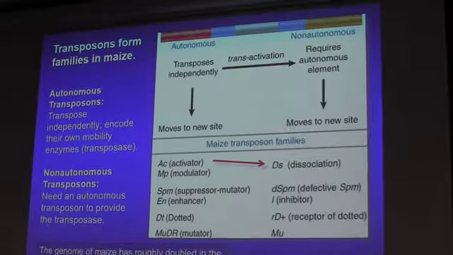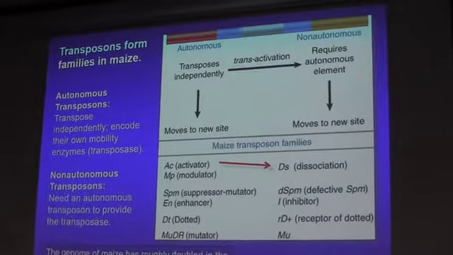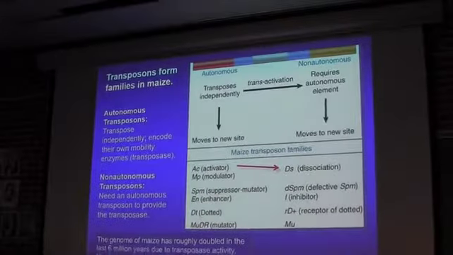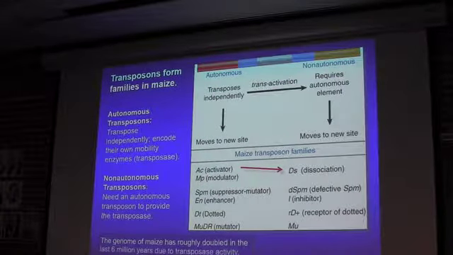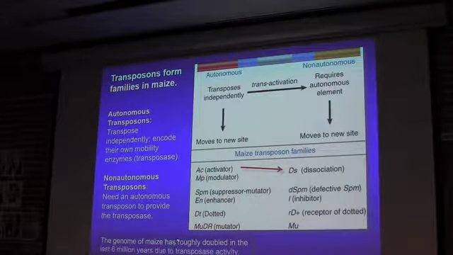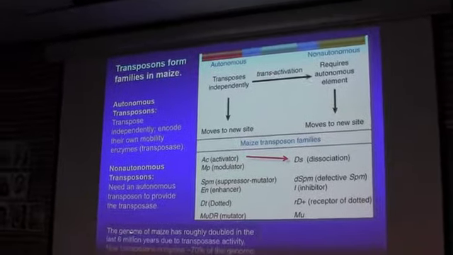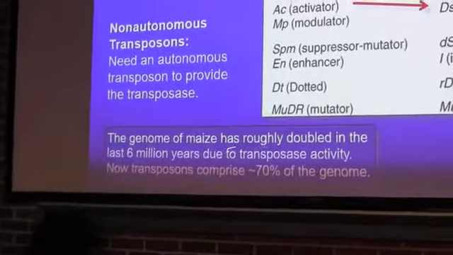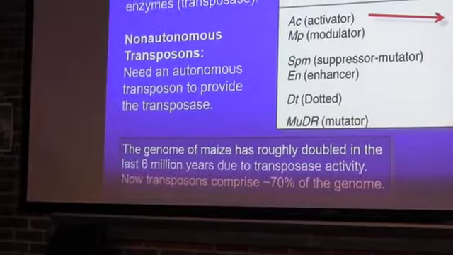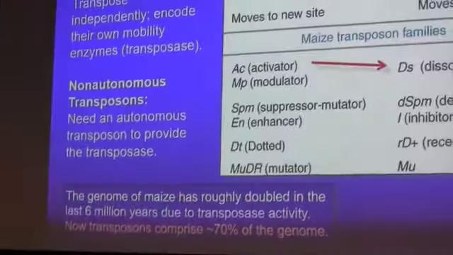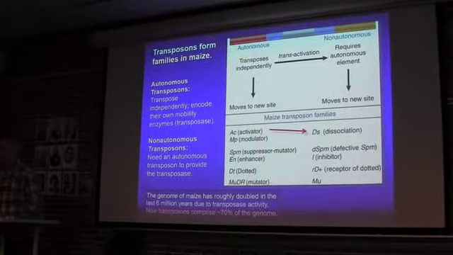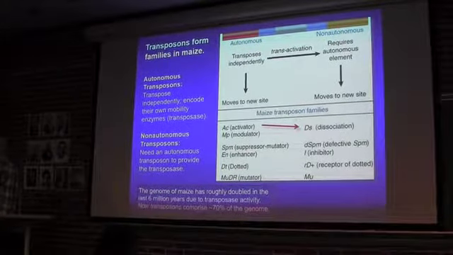The genome of maize has roughly doubled in the last 6 million years due to transposase activity. Of course, man wasn't doing it. Man's only been acting on it the last 6,000 to 8,000 years probably. But in teosinte and the ancestral species that came together to form maize, even 6 million years ago, they were increasing their transposon population. Now transposons comprise 70% of the maize genome.